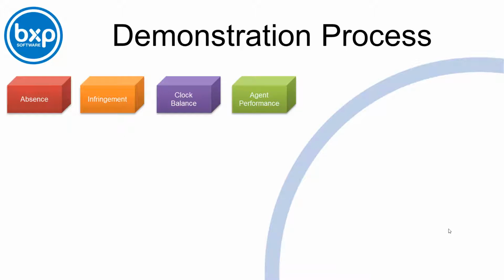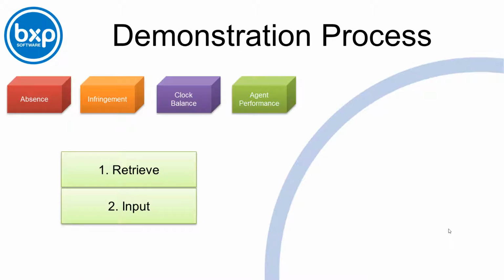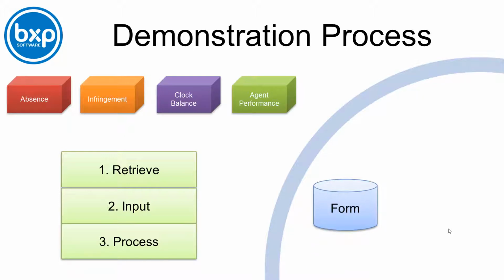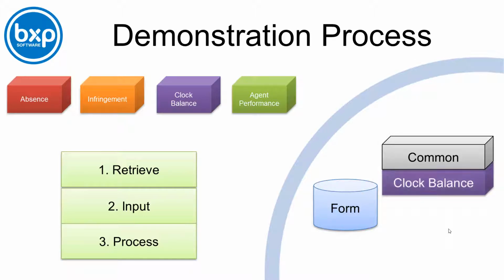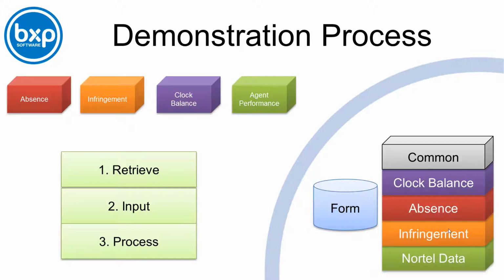All of these 4 different reports are going to be retrieved, then input and process using a manual process of uploading the file, and then we will run the process on them to clean them, tidy them, and put them together into a single form in BXP. This form is made up of a number of sections, some common information across all 4 reports, such as name, then the clock balance information, the absence information, and the infringement information, and finally the Nortel data will go in.